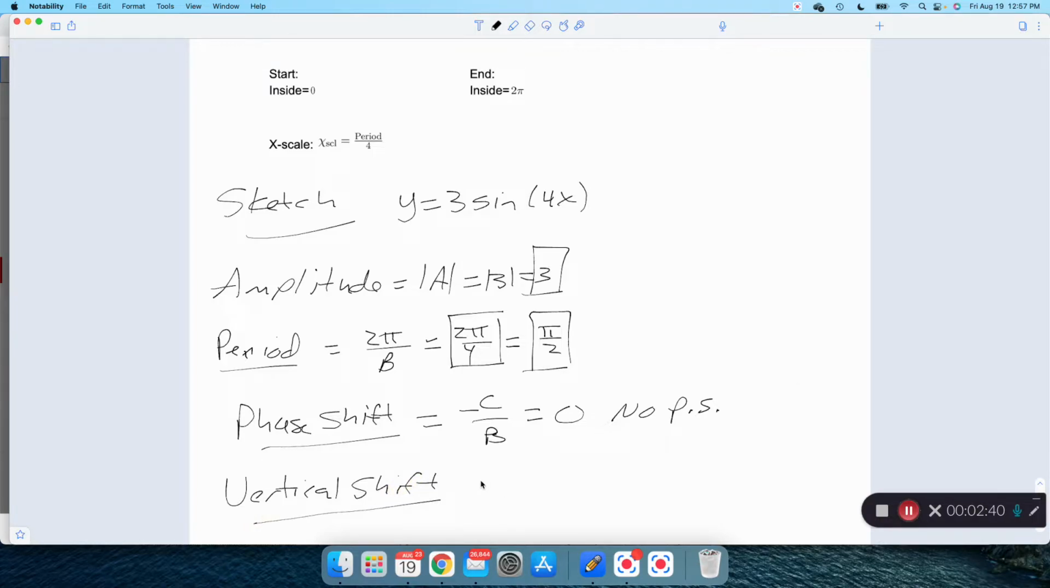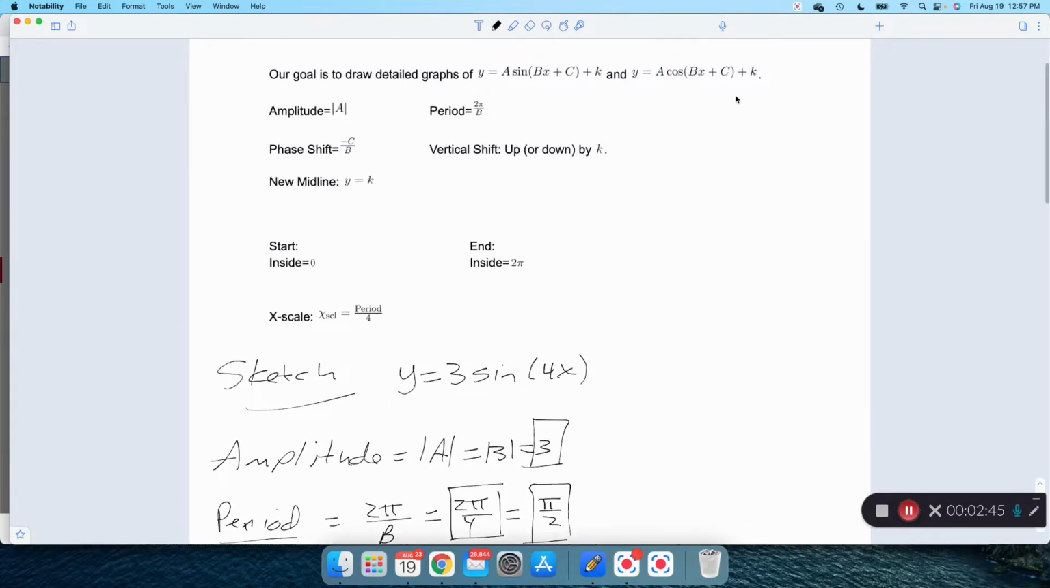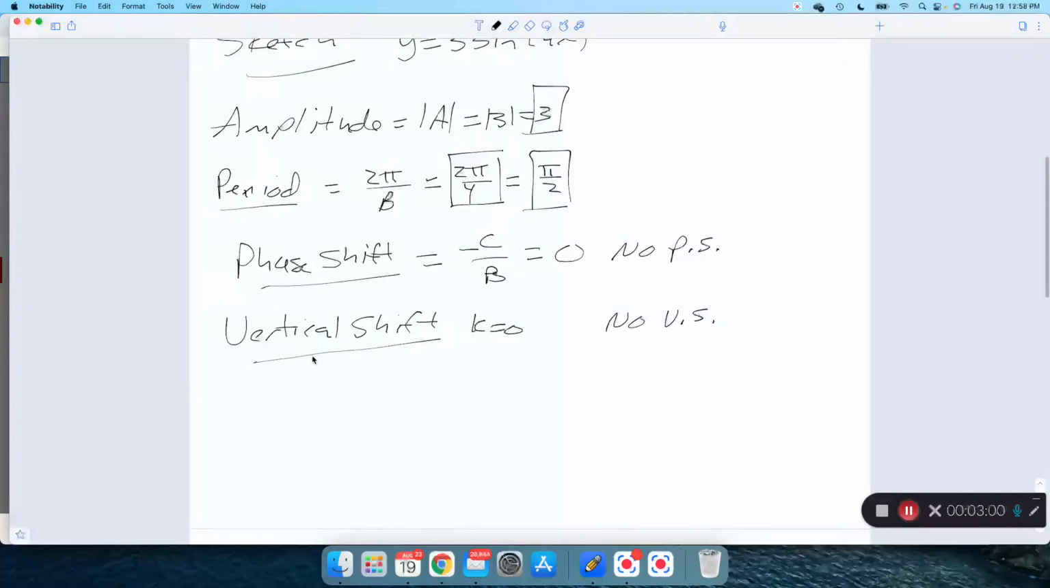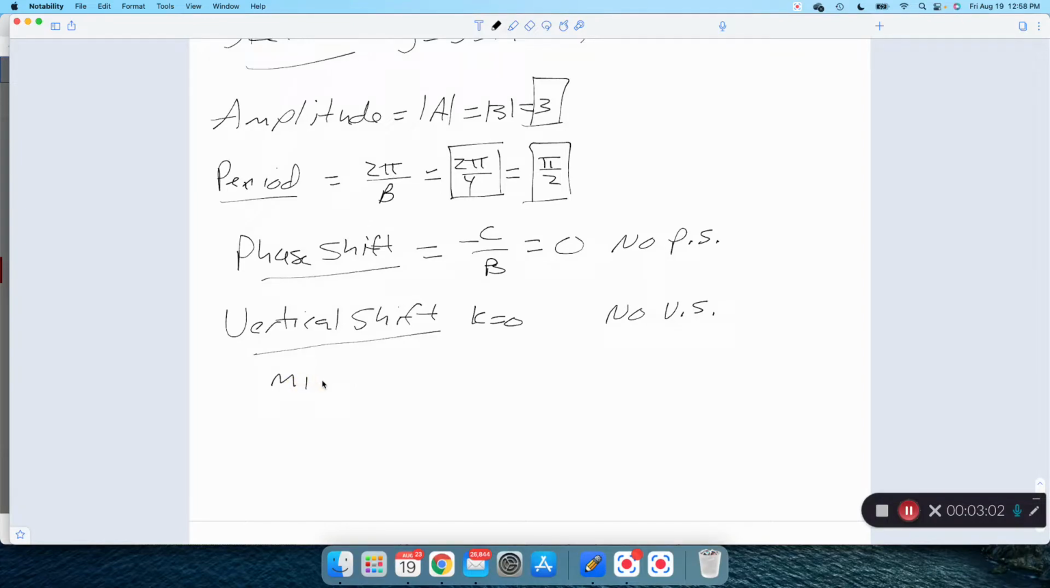Then we find our vertical shift. That's always K. That's the number that's added or subtracted outside. A number that would be out here. Plus 3, plus 1, whatever. There's nothing. Here, K equals 0. So there's no vertical shift. This means that our midline, the thing that goes right through the middle, will be the x-axis, y equals 0. Remember, y equals 0 is the x-axis.